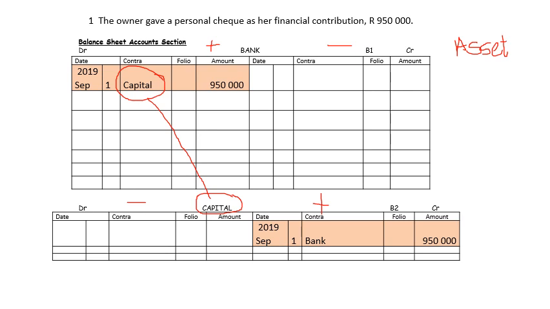Remember, the date is given, the 1st, 950,000 Rand, and inside capital you need to write the name of the other account concerned, and bank was the other account concerned. Double entry principle says every debit entry must have a credit entry somewhere else. Debit entry in the bank account, credit entry in the capital account.